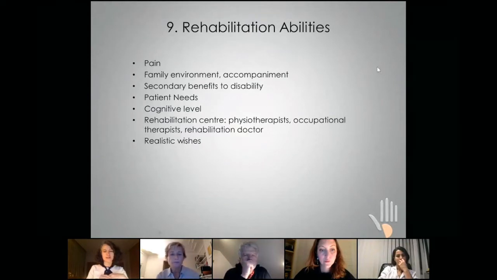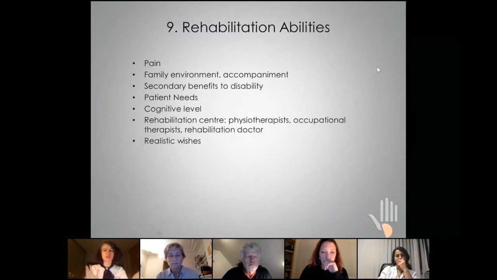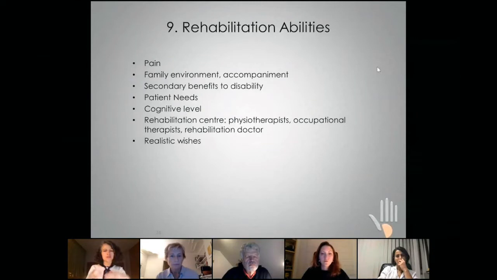If the patient has a high cognitive level, he will be able to do the rehabilitation, maybe transferred. But if the patient has a low cognitive level, it will be much more difficult to explain to him how to do the rehabilitation. So sometimes the plan can also change according to that. And the rehabilitation is really the main important thing, with the physiotherapist, the occupational therapist, and the rehabilitation doctor who are around the patient, who know the surgery, who know how to do the rehabilitation and how to use the hand.